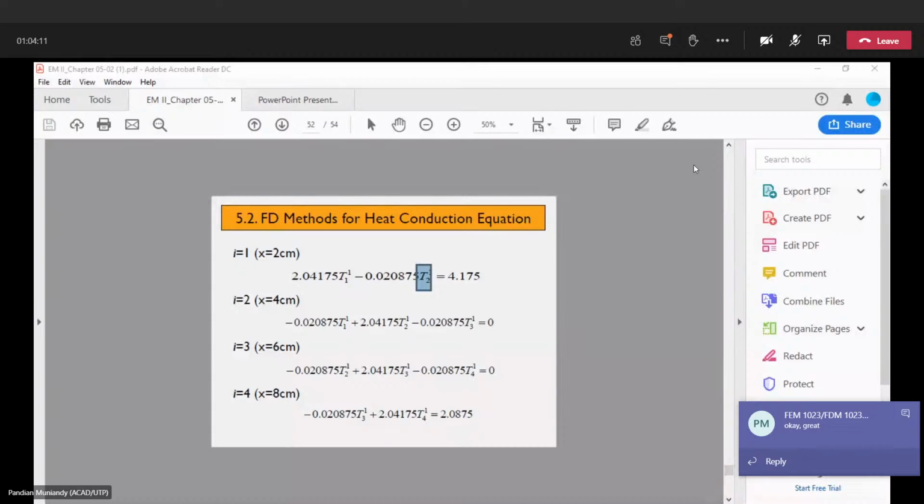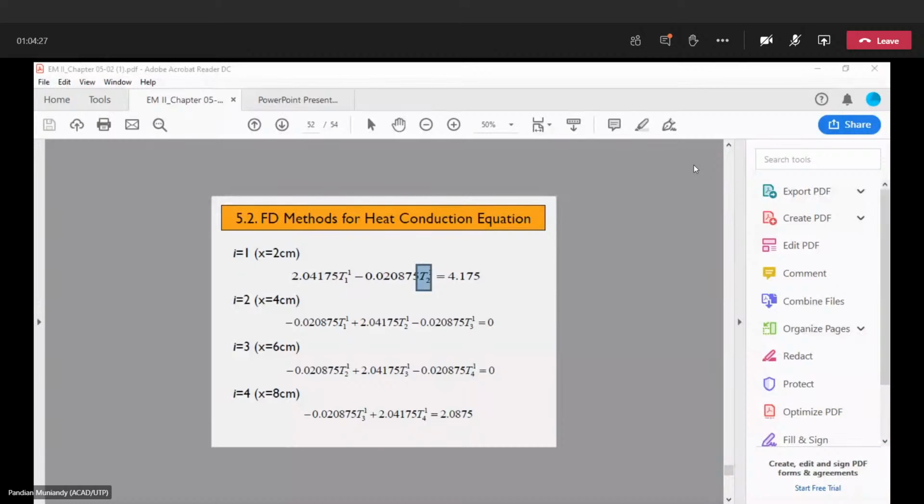All right. Now T13. T13 equals 0.020875 multiplied by T14. T14 is 0, plus 0.020875 multiplied by T12. T12 you already obtained: 0.02091, divided by 2.04175.